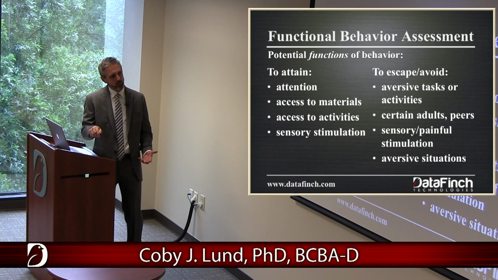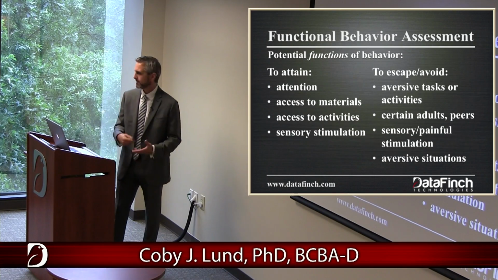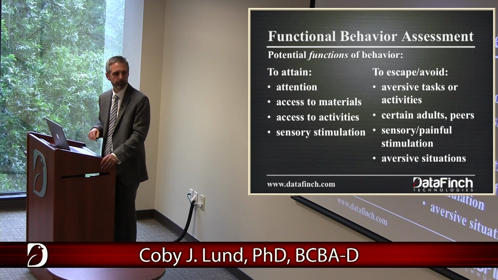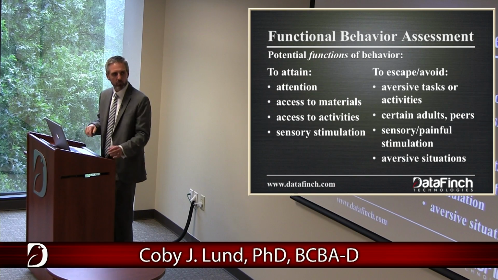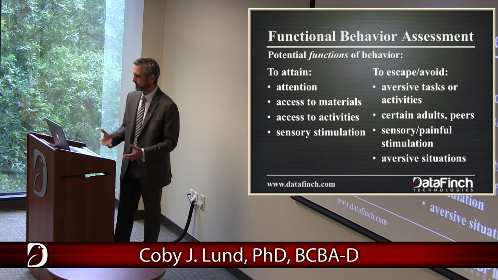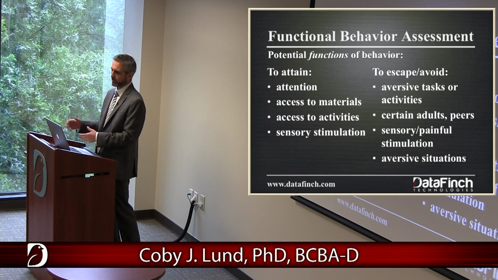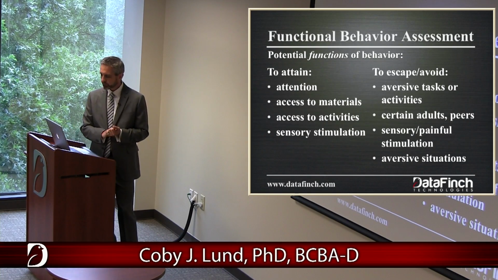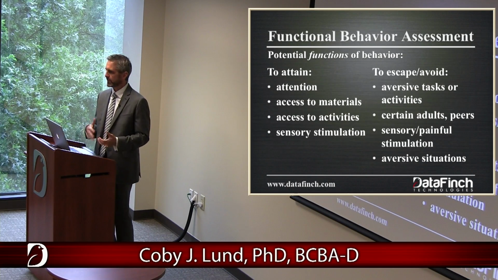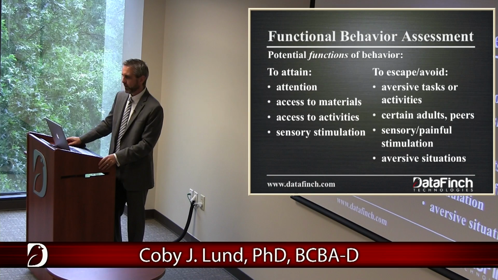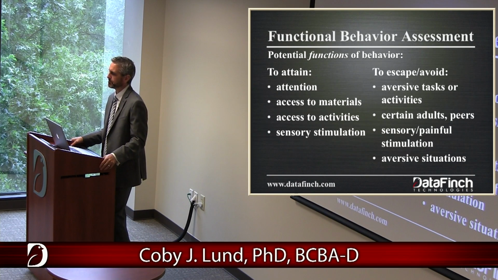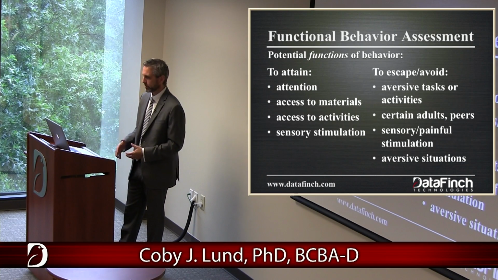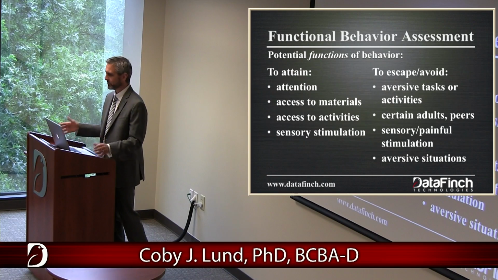But one of those categories is being able to attain things, to get things. The function of my particular behavior might be to get something from this category here. And then the one on the right includes avoiding things. So instead of trying to get something, a person or activity or material, I might want to avoid those things. The first listed there is aversive tasks or activities. I think most of you would probably agree that there are many situations where children's behavior escalates because they don't want to do what they've been asked to do. Frankly, this is true of adults too.